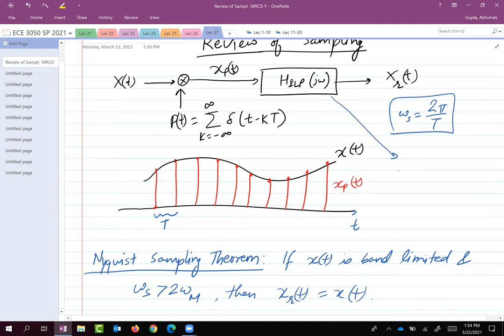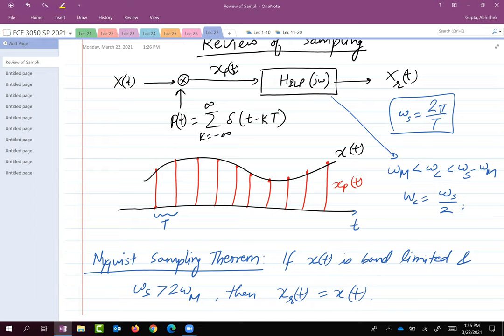I wanted to mention that omega_m should be less than the cutoff frequency omega_c, which should be less than omega_s minus omega_m. So a good choice of omega_c is omega_s over 2, assuming that omega_s is the Nyquist sampling rate for this band limited signal. It satisfies this condition.